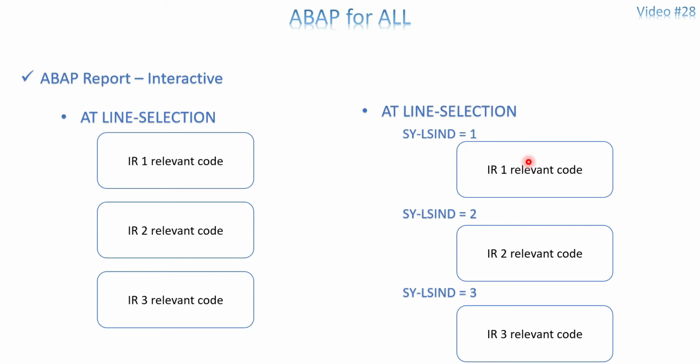This list index is also going to be useful in your TOP-OF-PAGE DURING LINE-SELECTION, because there is only one event, TOP-OF-PAGE DURING LINE-SELECTION. Under that event, you're going to write all the headings, column headings, and page headings for all the interactive reports. So how are you going to segregate them? With the help of list index only.